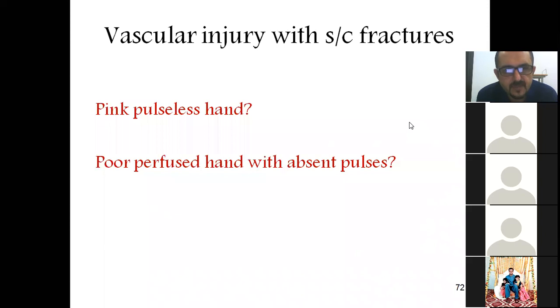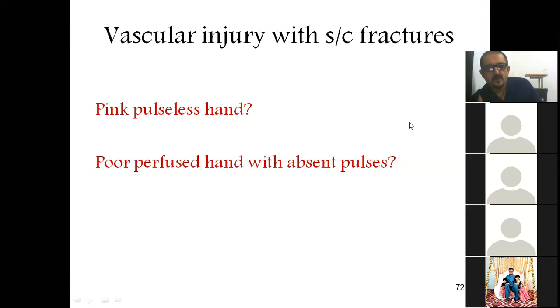You will observe. You are right, you have to reduce the fracture first, then we observe. Okay, there is a poorly perfused hand with absent pulses. What will you do? Then we can get an angiogram to see the vascular status. Then what will the angiogram show? It will show the status of the brachial artery, whether it is contused or whether there is some lesion.